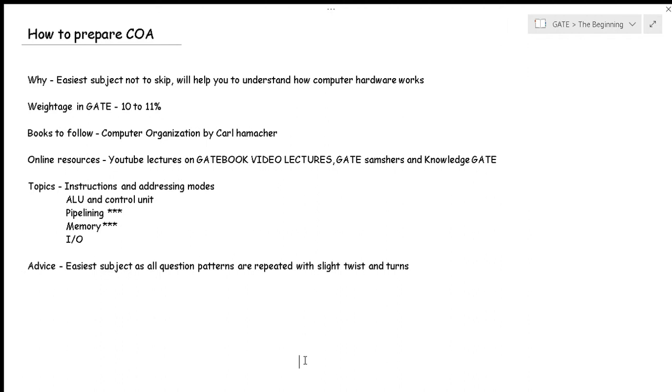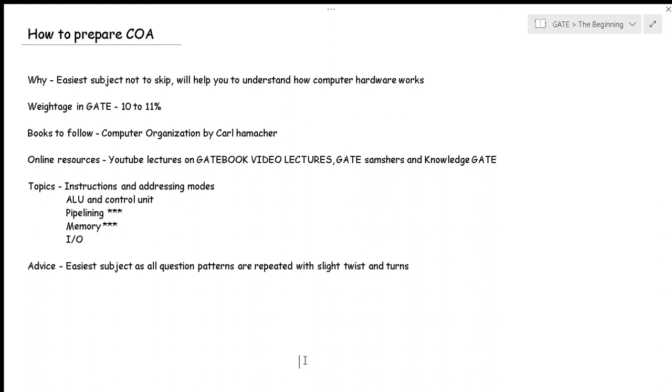And now we have pipelining. Now pipelining is something which has been asked very frequently, right, in the previous year GATE questions, and it's something which is very easy to understand and very easy to answer the questions, right?